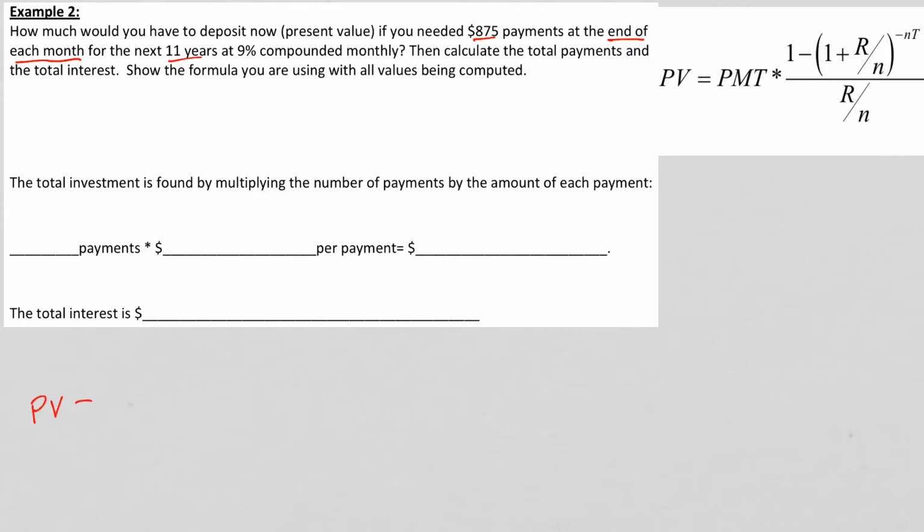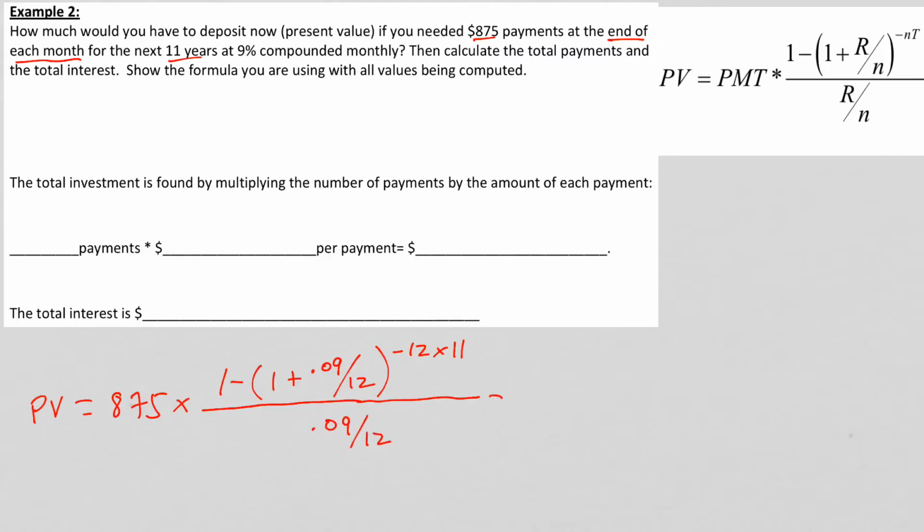Well, our present value would be the size of the payment, $875, times 1 minus 1 plus our rate, which is 9%, and this is monthly, to the negative monthly times 11 years, over 0.09 over 12. And this is going to come out to $73,155.62. Okay, so that's what we would need to deposit right now.